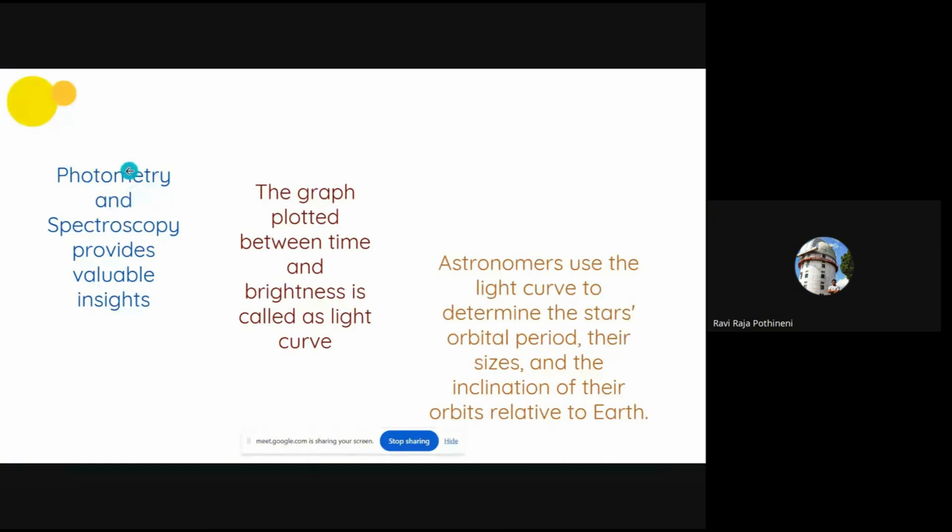Now, what do we do exactly making use of binary stars? One is photometry and spectroscopy, especially. Photometry is studying light. Spectroscopy is also the same, but we try to understand its chemical composition, its temperature, and its motion, basically something called radial motion, from the spectroscopy. These two studies provide us with very good insights related to the binary system. Whatever light we receive, we plot on a simple graph, time versus brightness or time versus flux. We call it a light curve, and this light curve provides us very valuable insights. I will be discussing this in detail very soon.